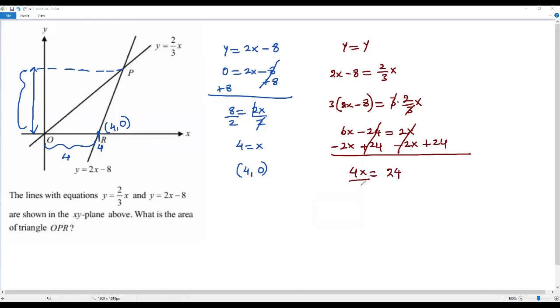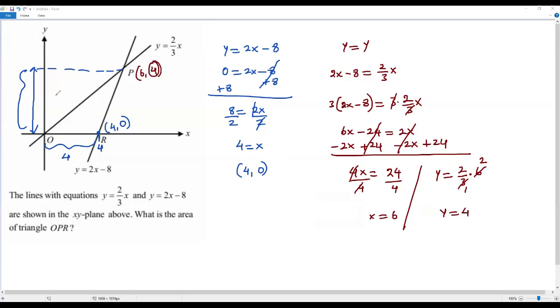Now let me divide both sides of the equation by 4. When I do so, the 4 will cancel out. I'm getting x equals 6. Now I got the x-coordinate at the point P, that is 6. To get the y-coordinate at the point P, we have to plug in x equals 6 into either of the equations. Let me plug in x equals 6 into this equation. Then I'm getting y equals 2 over 3 times 6. Then 3 goes into 3 one time and 3 goes into 6 two times. Then I'm getting y equals 2 times 2, which is 4. Now I got the y-coordinate at the point P. So finally the point P is (6, 4).